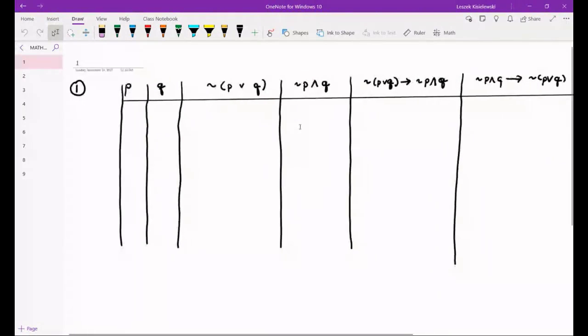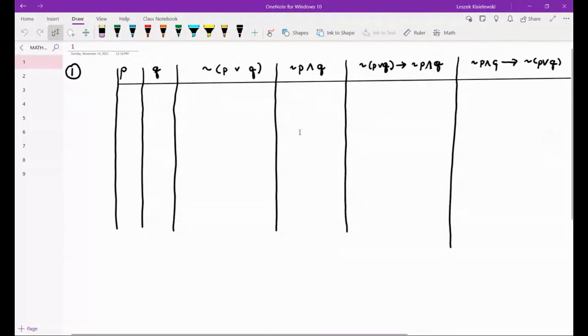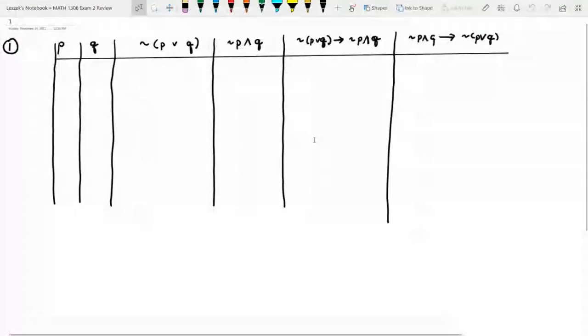So we're going to look at truth tables. So, of course, P and Q represent statements which can be true or false. And then we have a disjunction, P or Q.